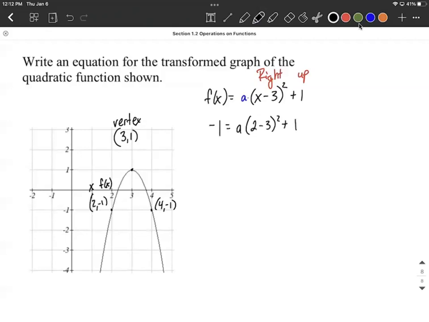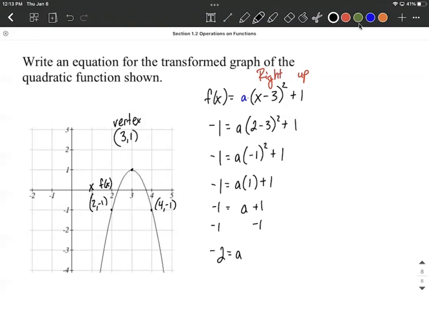So let's do a little bit of simplifying down. We can say -1 equals a times 2 minus 3 inside our parentheses will give us a -1 squared. Bring along that +1 at the end. Now we have -1 equals a times -1 squared, means -1 times -1, which would be +1. Bring along that +1 at the end. And then all we have to do to get a by itself is a times 1 is just going to be a, but we're going to have to subtract the 1 from both sides to isolate that. So we have -2 is our value for a.